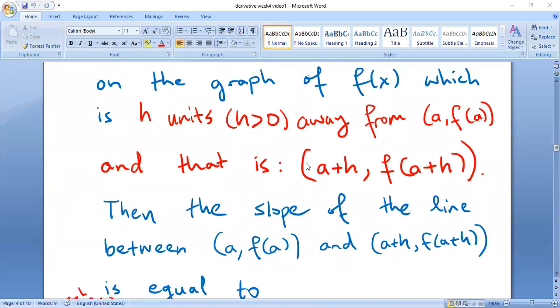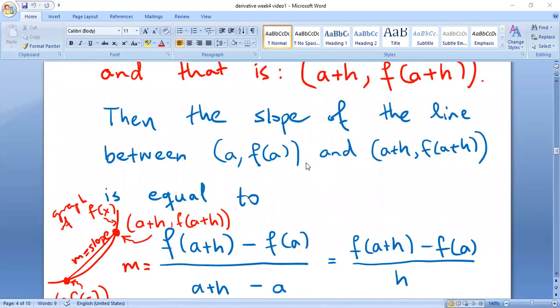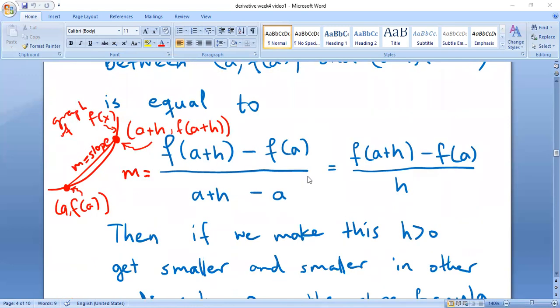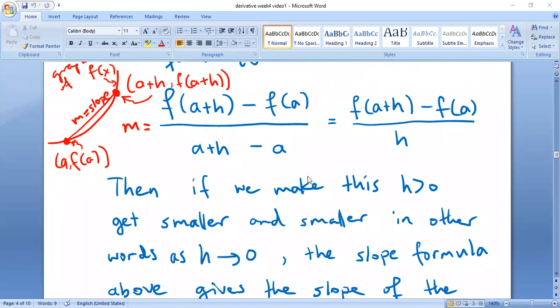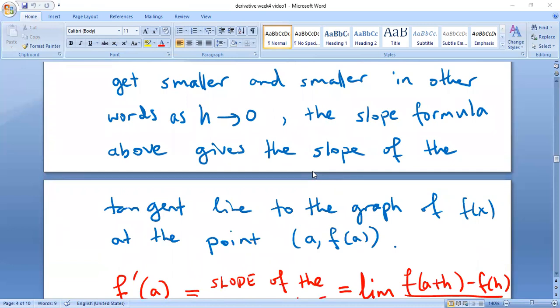Then the slope of the line between these 2 points is f of a plus h minus f of a over a plus h minus a, which, when we simplify a minus a, is equal to f of a plus h minus f of a over h. Then we take the limit of this slope expression when h goes to 0, or h gets smaller and smaller. The slope formula here will give the slope of the tangent line. Making h smaller and smaller means making the second point, a plus h, f of a plus h, get closer and closer to the first point. So the slope we find by taking the limit will give a very nice approximation to the slope of the tangent line at the point a, f of a.